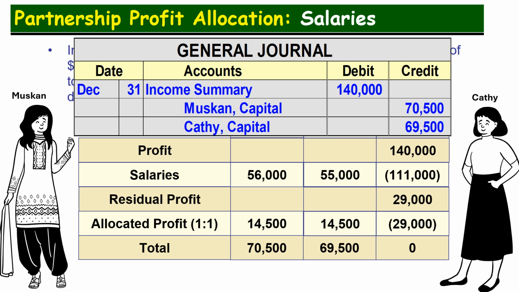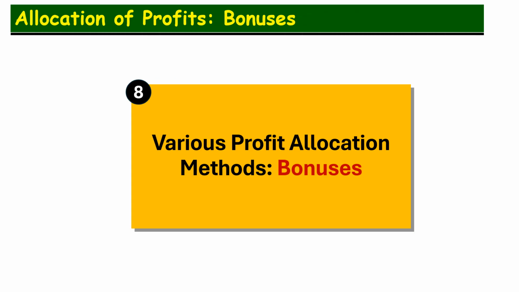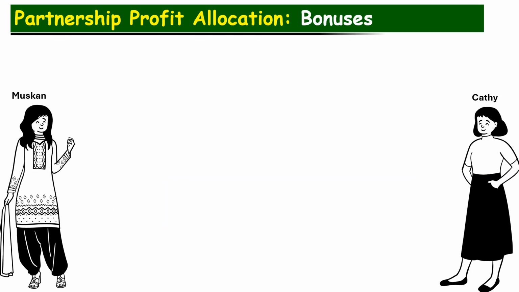Now that we know these amounts of profit that are allocated to each partner, the next step is to make the journal entries: debit the income summary, and credit each partner's capital account with the total from the profit schedule. So this is salaries. Let's look at the last of the methods. The last method is the bonuses.